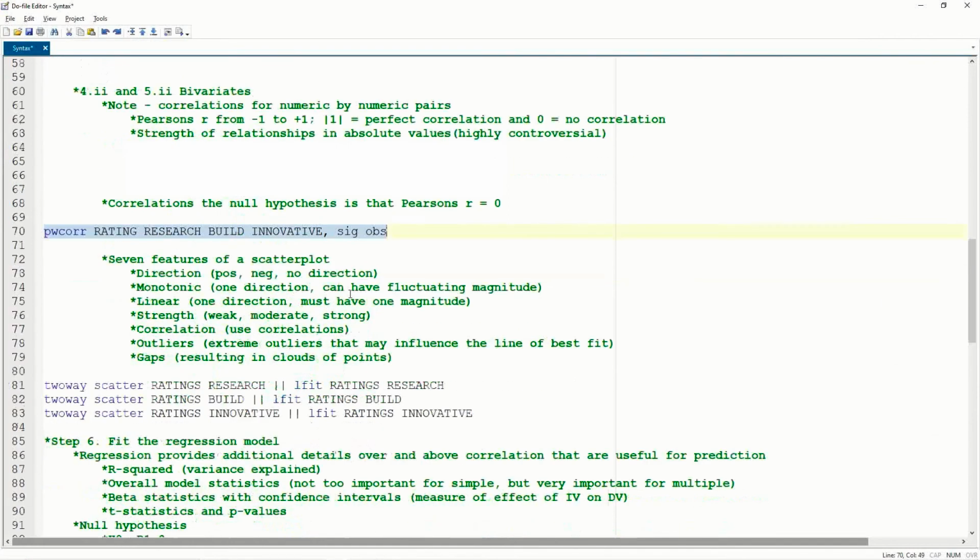So now we can look at our scatter plots. We'll look at just one, so we'll look at ratings and research. But what we're about to do, you can apply to the other two if you wanted as well. And I strongly recommend that you do so.